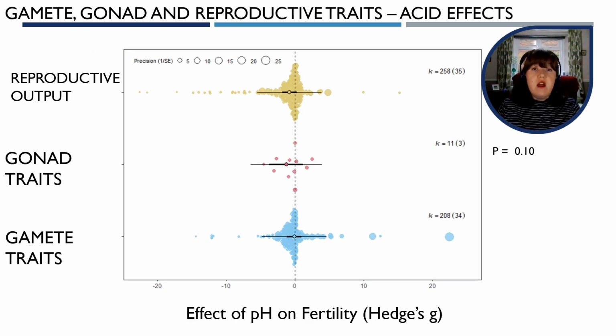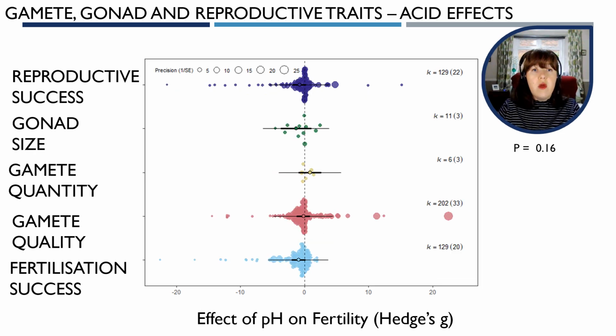Although gametes, and particularly sperm, are thought to be more vulnerable, when we looked at whether the different trait categories were affected differently, we found that all traits were affected the same. We then separated the traits into further subcategories, but still found no significant difference between these subcategories.